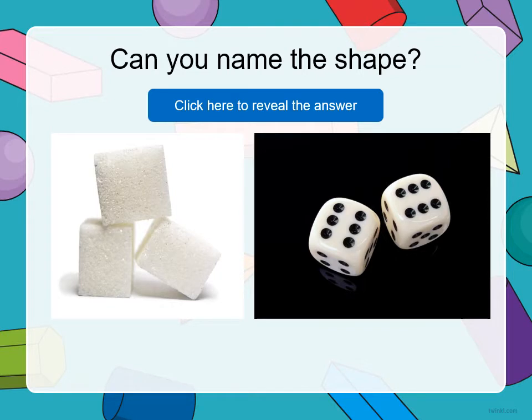Can you name this shape? Let's have a look. I'm sure that you all know we use them all the time in the classroom, and I'm sure you've been using them at home. That's right, we're using dice all the time. Over here we've got sugar. We have a special name for that sugar. Do you know what we call that sugar? That's right, sugar cubes. I wonder if that gives you a hint of the name of this shape. It's a cube.